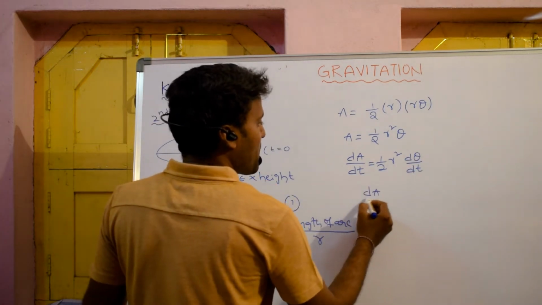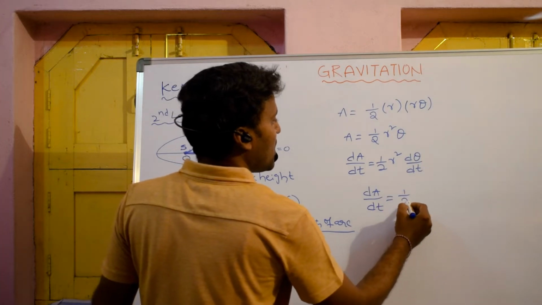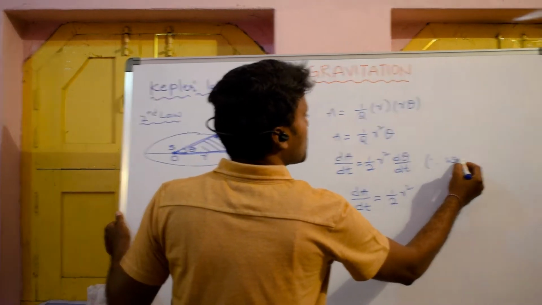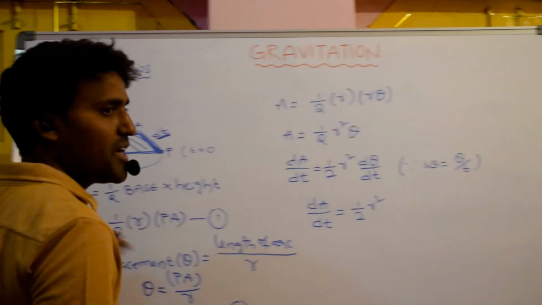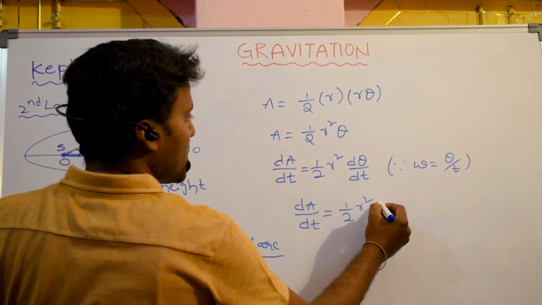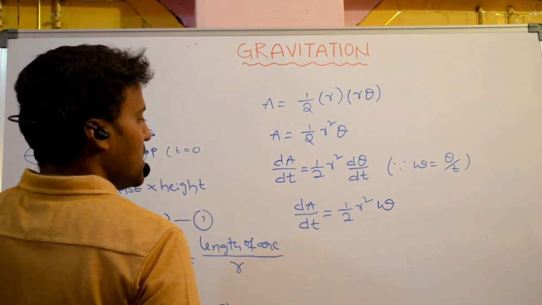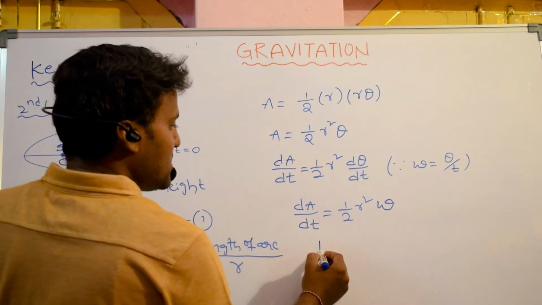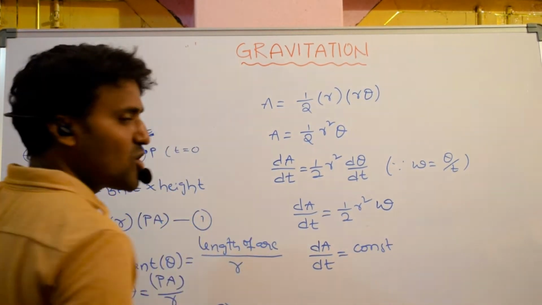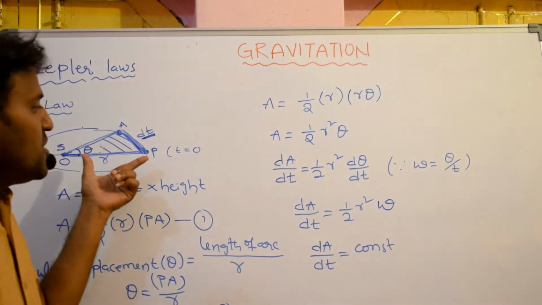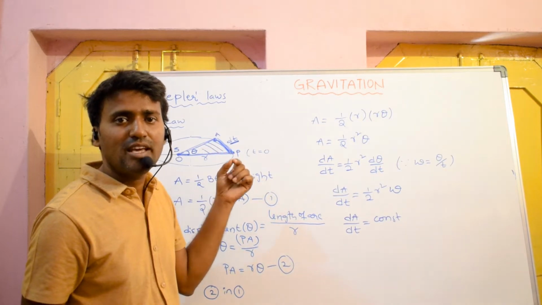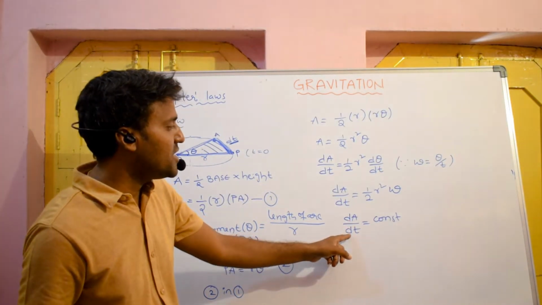dA by dt is equal to half r square d theta by dt. A rate of change of angular displacement is called angular velocity. So d theta by dt we are writing as omega, isn't it? Now dA by dt is nothing but a constant. According to the definition, we know very clearly it is a constant. It sweeps out equal areas in equal intervals of time. So that's why dA by dt is the constant.